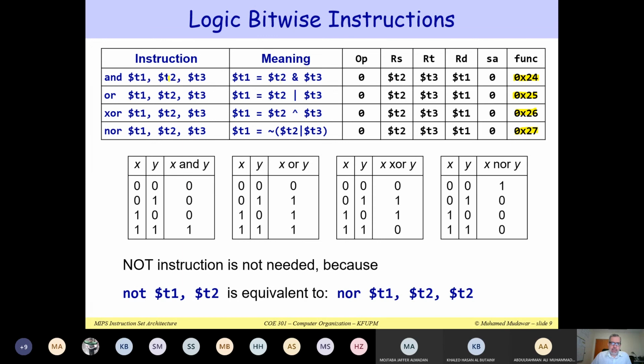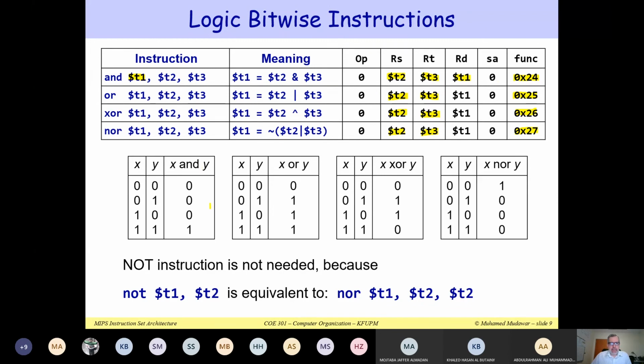RS in this example is register T2. In all of these examples, RS is the first source register. RT is my second source register, T3. And RD is my destination, where we would like to write the result, T1. Notice that in assembly, we write T1 before T2 and T3, whereas T1 appears in the RD field inside the instruction after T2 and T3. So the binary format of the instruction does not correspond to the syntax of the instruction written in assembly language.